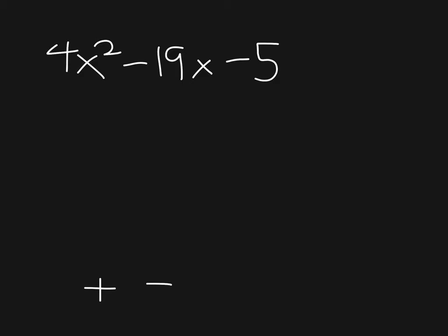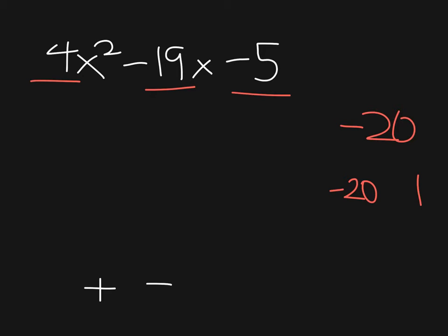So what I'm going to do is multiply this out. I'm going to end up with negative 20. So what multiplies to make negative 20, but adds to make negative 19? Well, it's going to be negative 20 times 1.